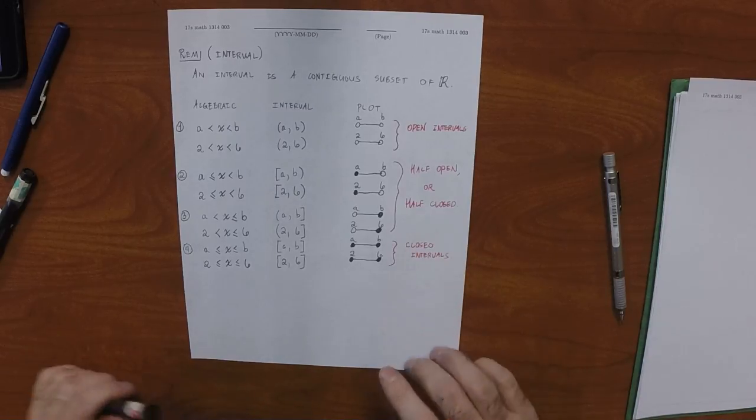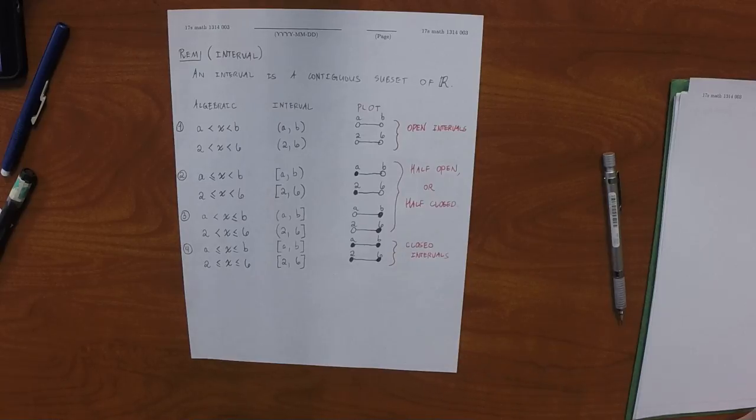This discussion so far might lead you to believe that all of the subsets of the reals are either open or closed or something like that, but that's just not true. Subsets of the reals can be open, they can be closed, they can be neither one of these, and they can be both.